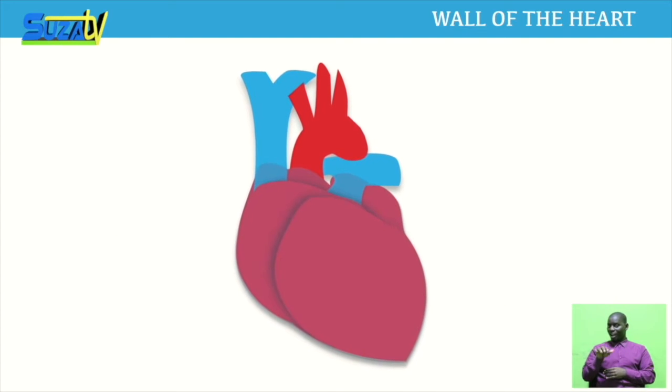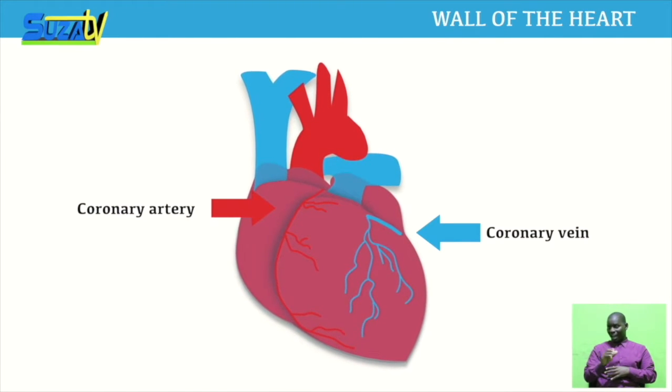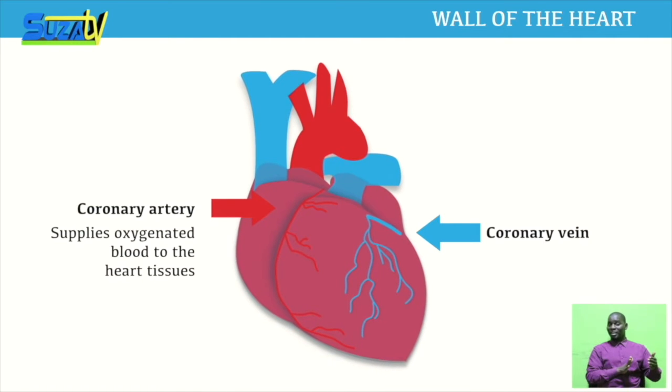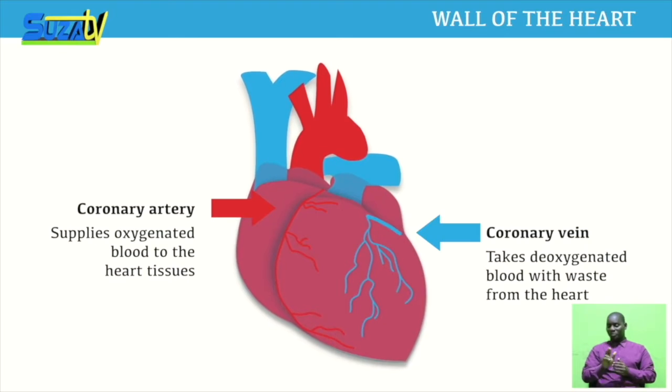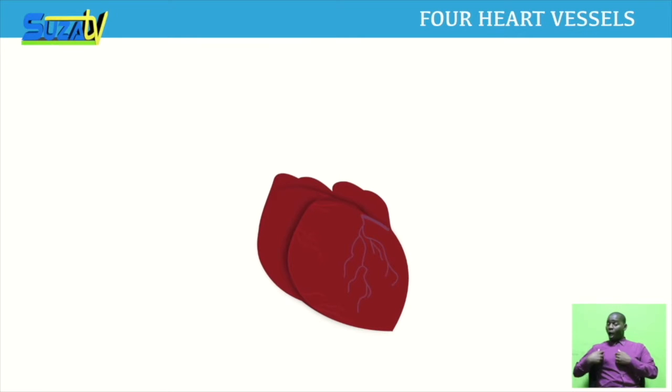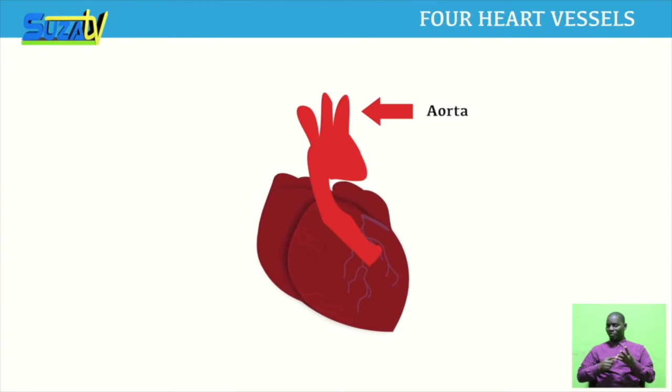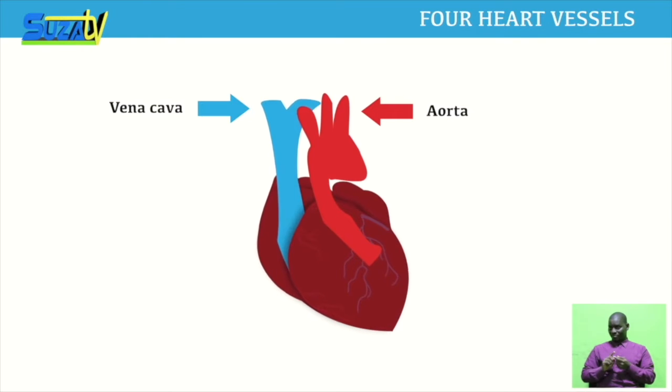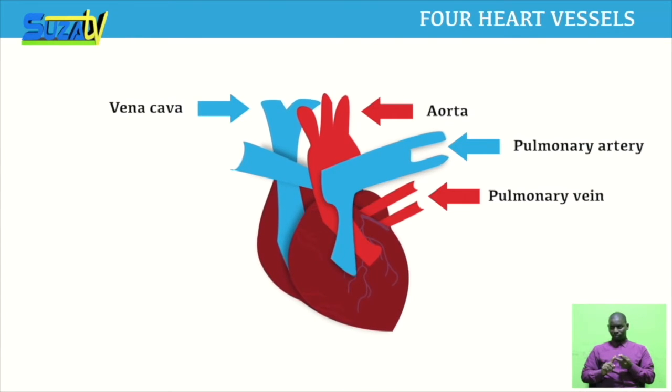The wall of the heart is well supplied with two blood vessels, the coronary artery and coronary vein. The coronary artery supplies oxygenated blood to the heart tissue, and the coronary vein takes deoxygenated blood and waste from the heart tissues. The heart has four blood vessels. These vessels are known as aorta, vena cava, pulmonary artery, and pulmonary vein. These blood vessels take blood into and from the heart.